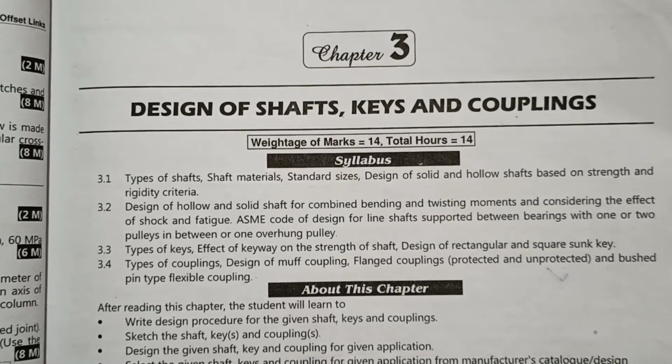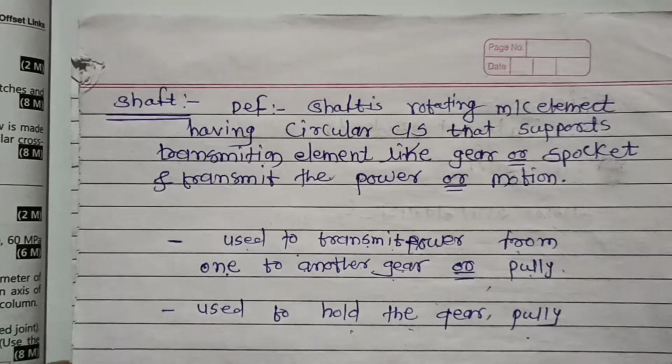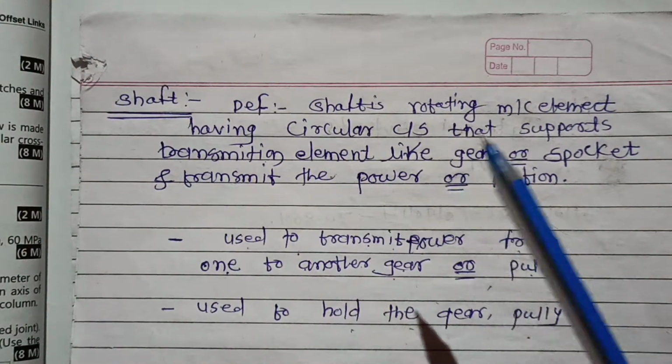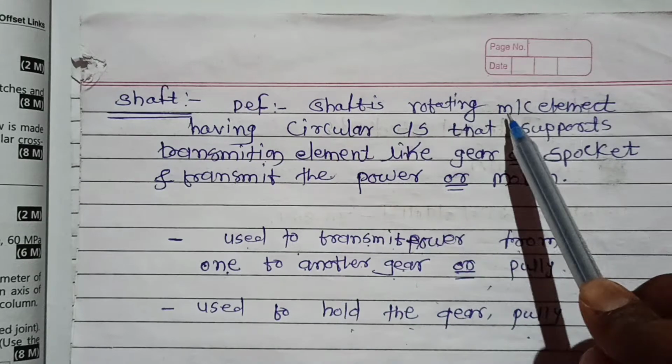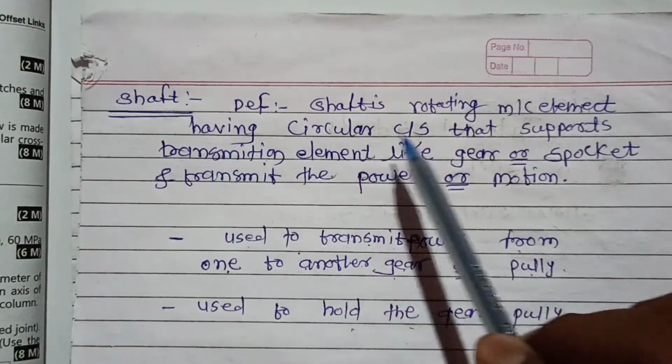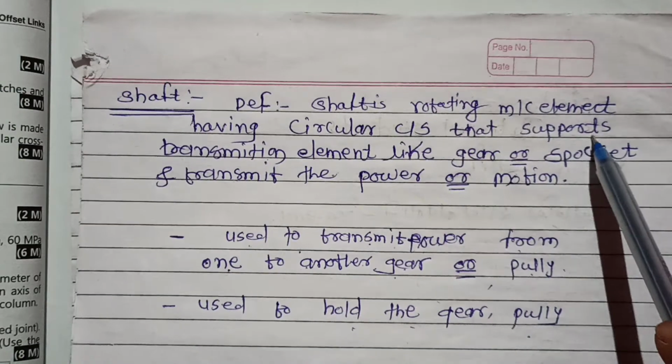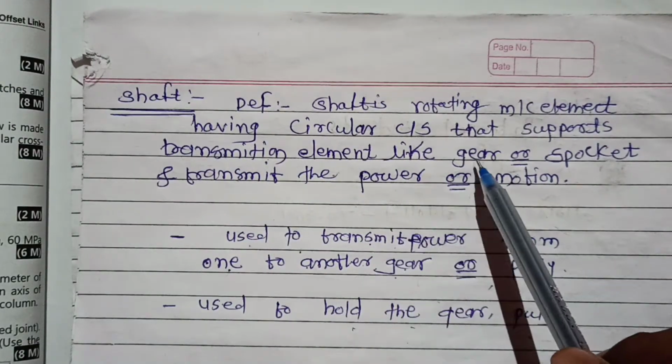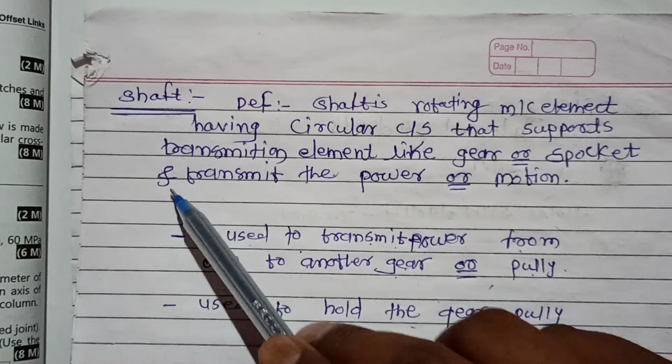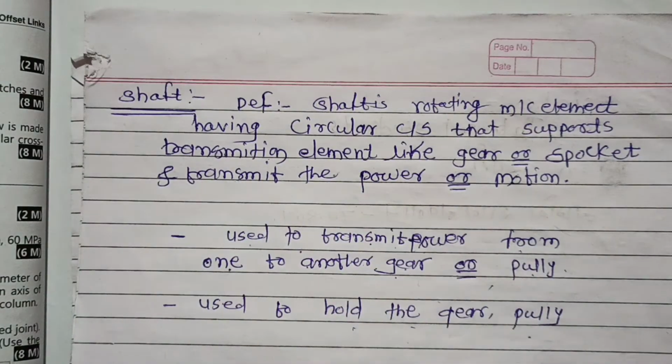Now we will start chapter number 3, and first of all we will discuss the definition of shaft. What is meant by shaft and what is the use of shaft? The definition: a shaft is a rotating machine element having circular cross section that supports transmission elements like gear or sprocket and transmits the power or motion.